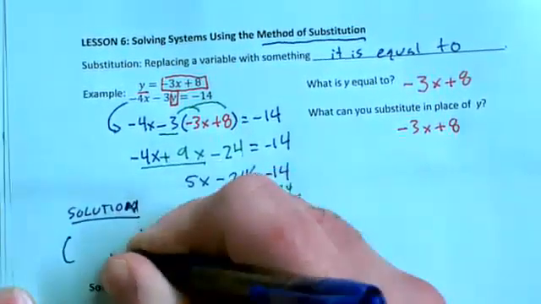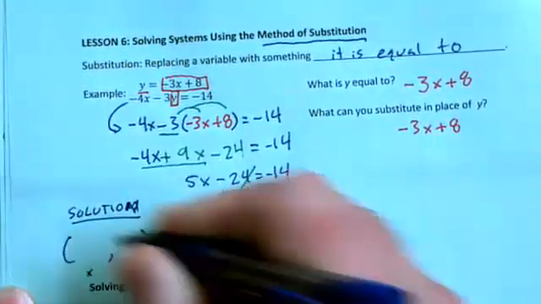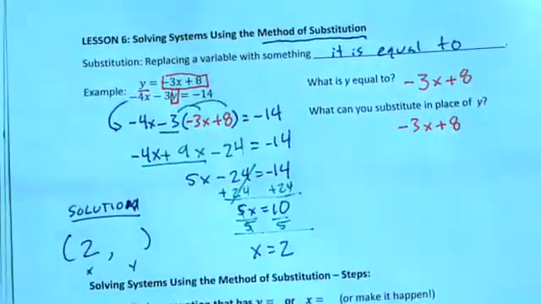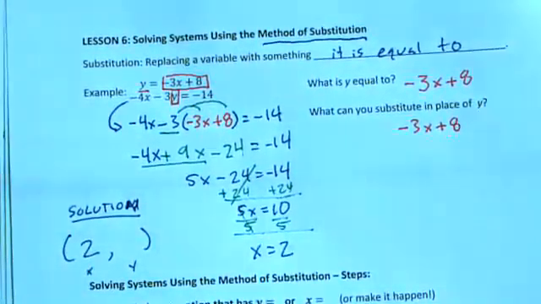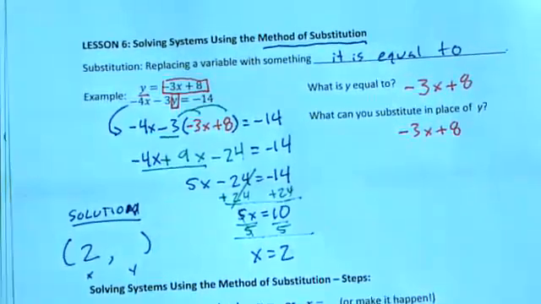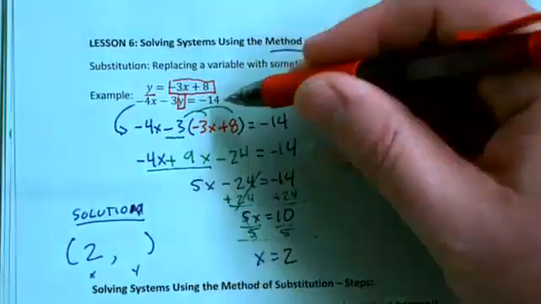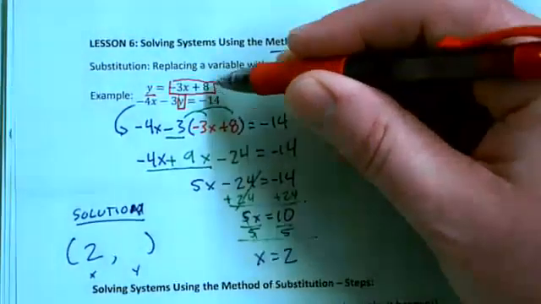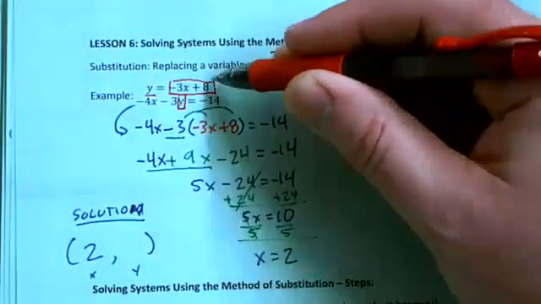Remember, our solution has both an x and a y value. We found our x value, it's 2. We just need to go back and find our y value now. And to do this, we're going to do the same thing that we did when we were doing equal values. We'll go back to our original equations and decide which one looks easier for us to solve for y.